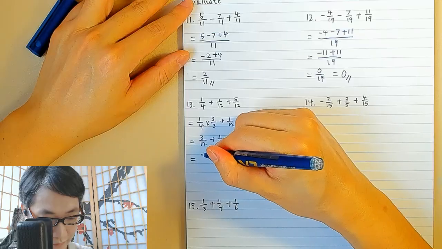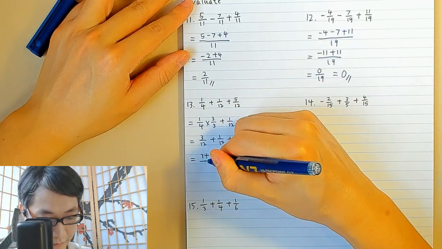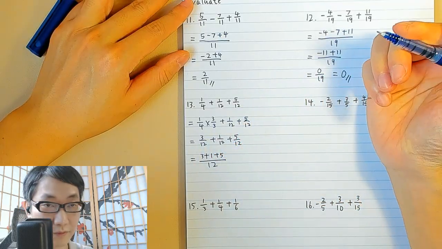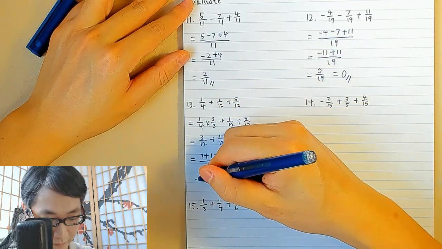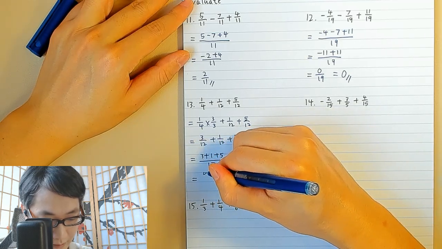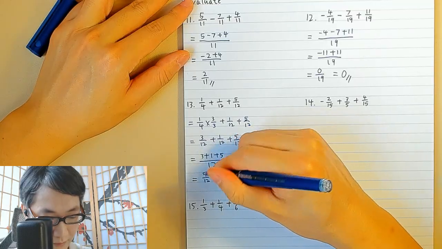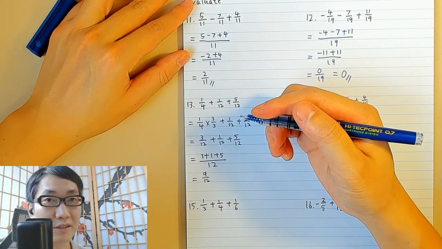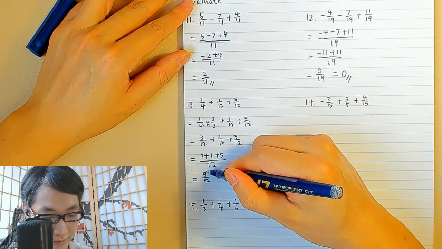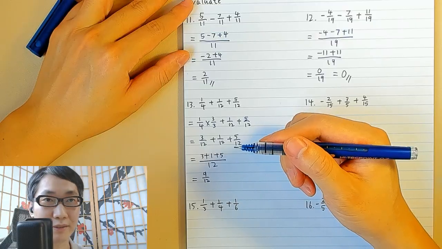So we have 3, 1, 5, 12. This is a 9. So we have 9 over 12. Almost. This is not the simplest form. So we should give the answer in the simplest form. Both of them can be divided by 3.